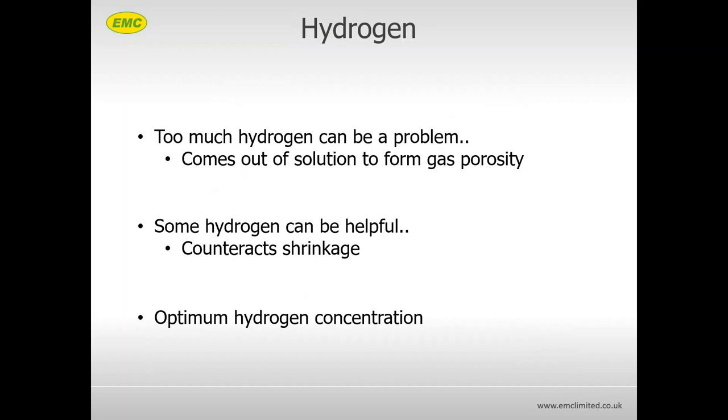So too much hydrogen can be a problem. It will form gas porosity, but it also has its uses. Some hydrogen can be helpful in some types of casting and casting processes to counteract shrinkage. So we can think of there being an optimal hydrogen level for any given casting process combination.